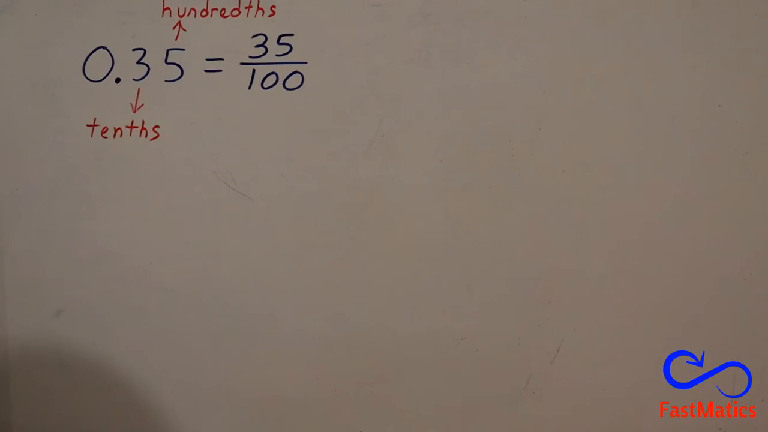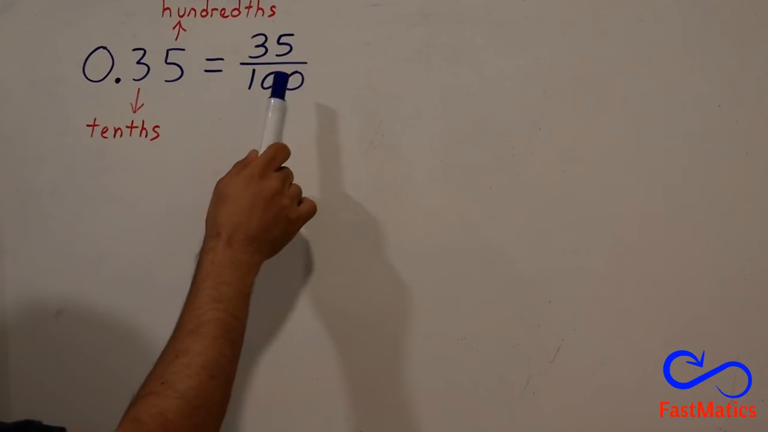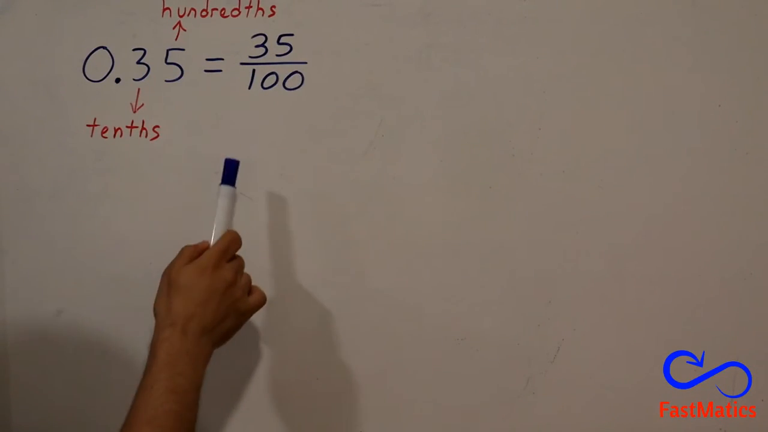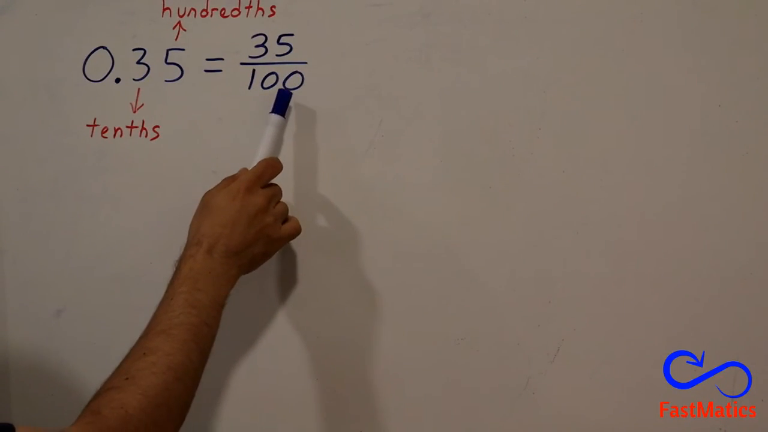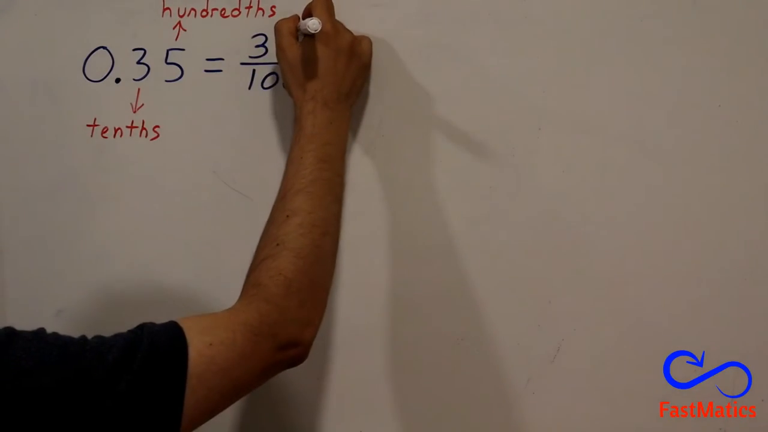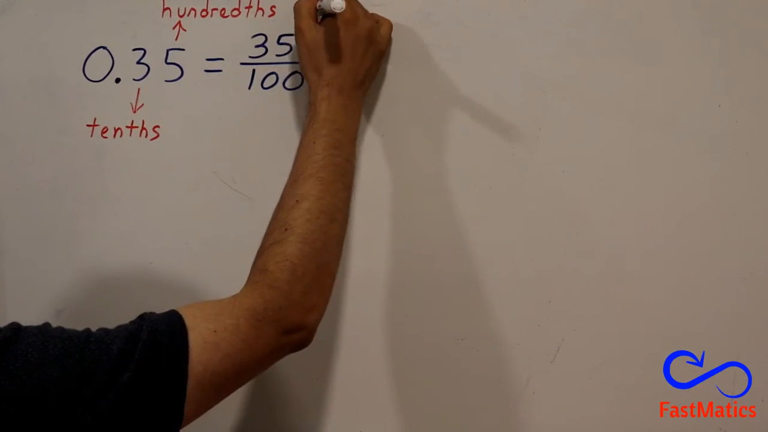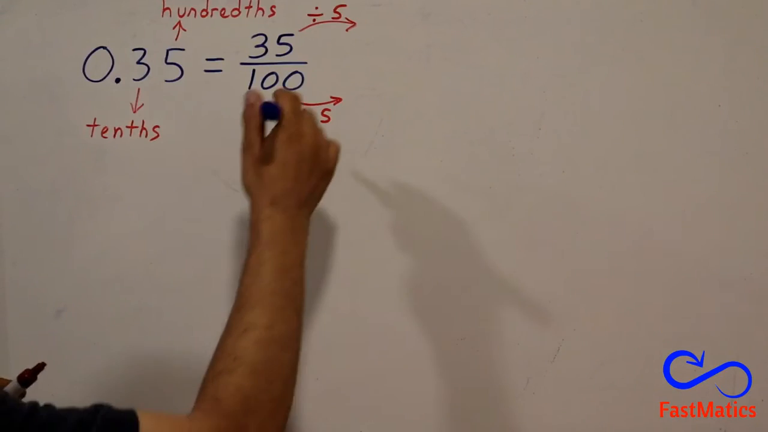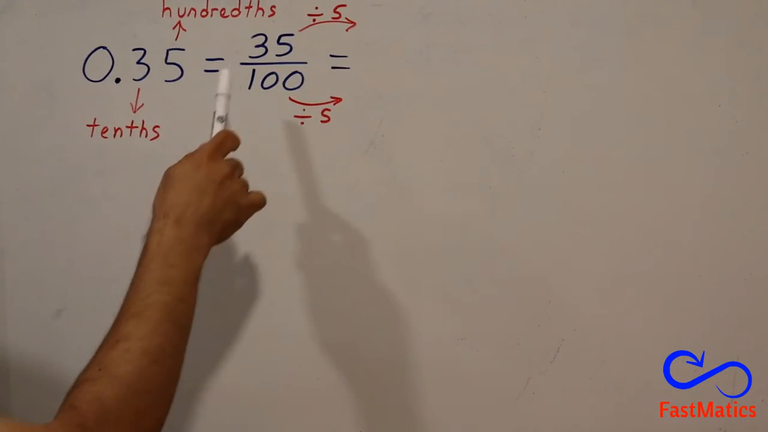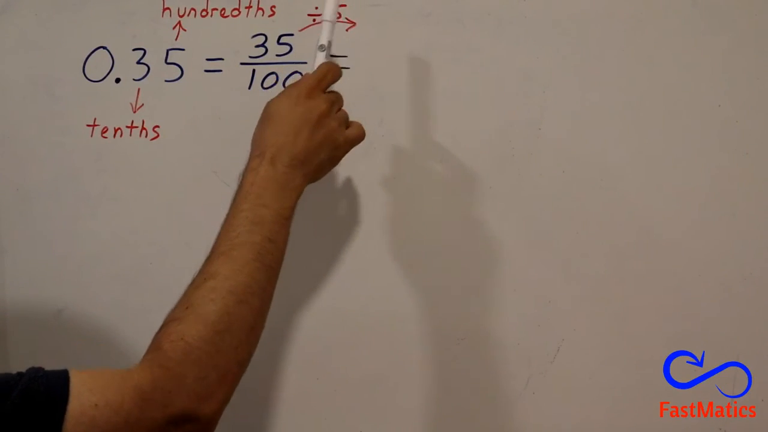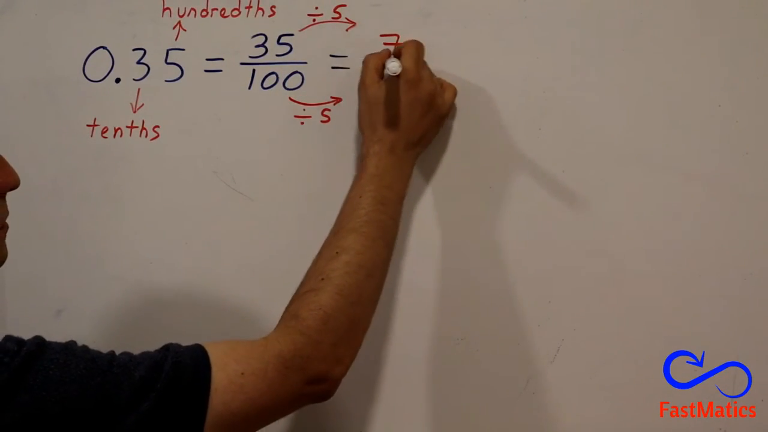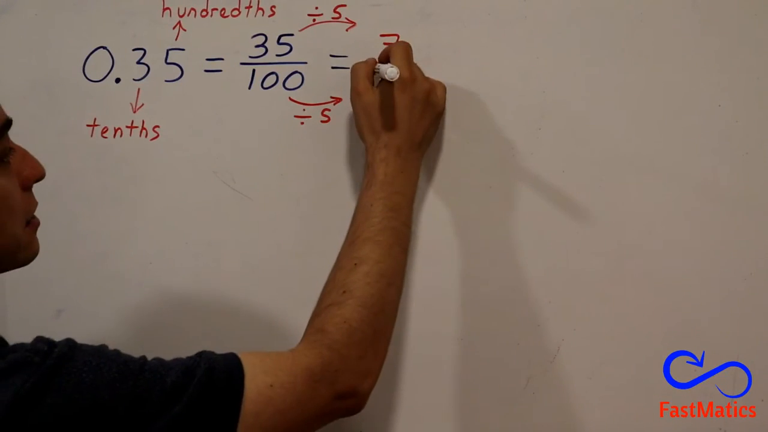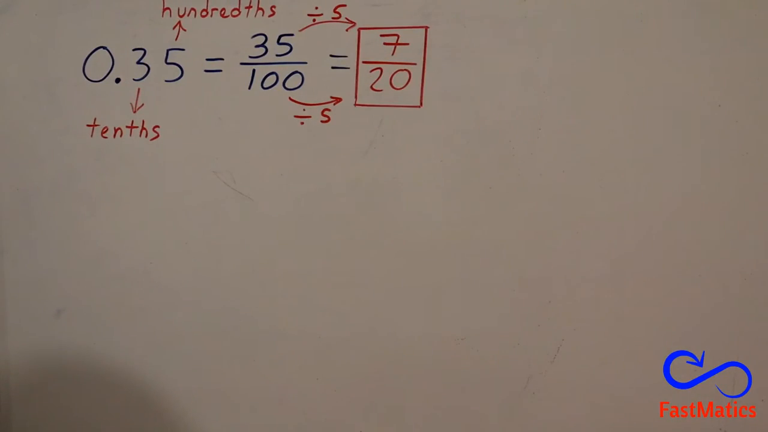Now we are going to think about dividing by 5. Is 35 finishing by 5 or 0? Yes. Does 100 finish by 5 or 0? Yes. So I can divide 35 by 5 and 100 by 5. The answer is going to be 35 divided by 5, 7. 100 divided by 5 is 20. And the final answer is 7 over 20.